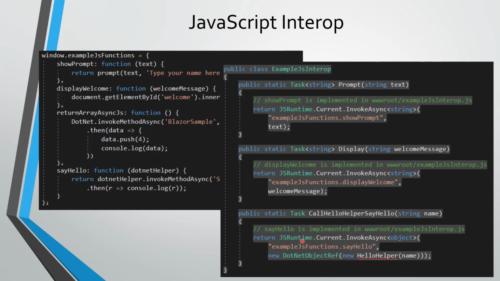And then the last one is call hello helper say hello. We're looking for the say hello, which is this one, and we're going to invoke it and pass in a parameter, something else to do, and then that's what's going to happen over here, which I can't show you. But anyway, this is the basics of the back and forth between JavaScript and C#.